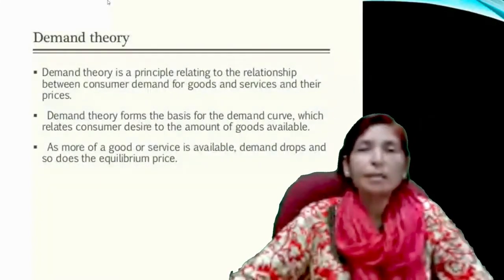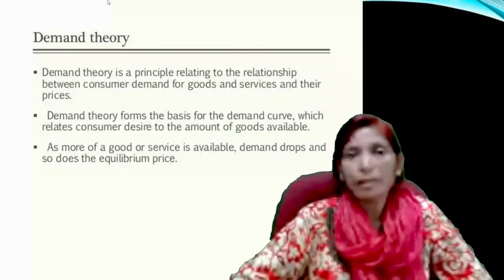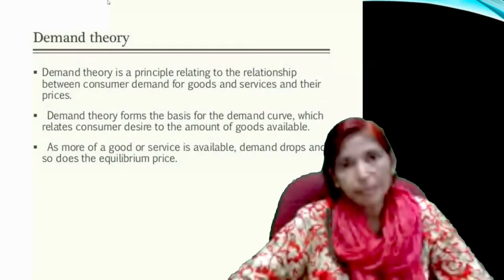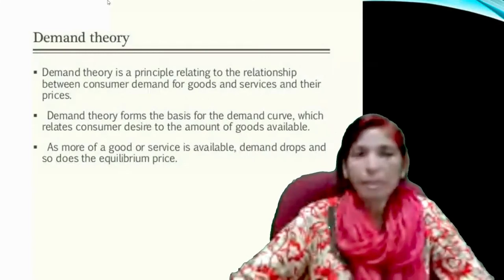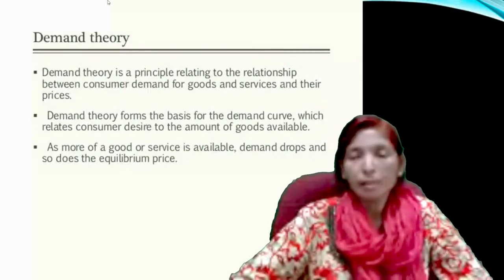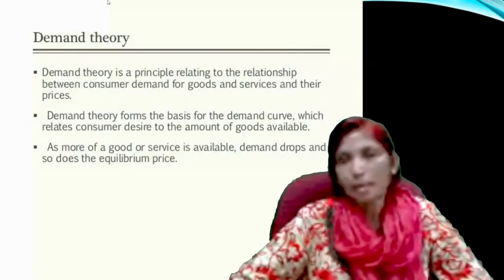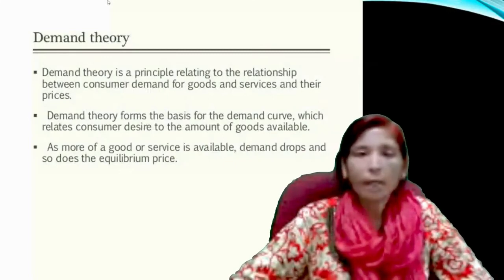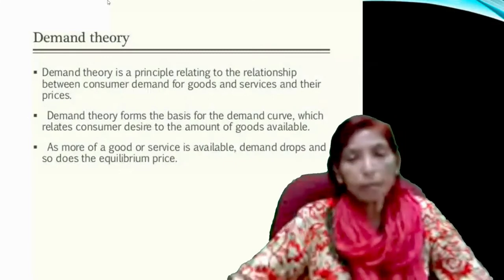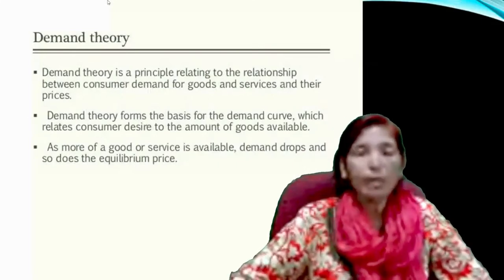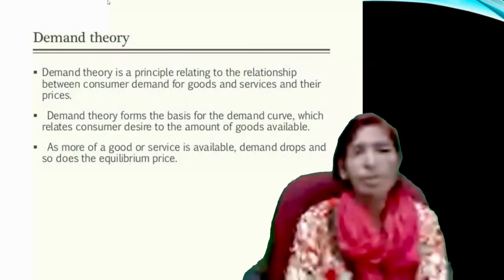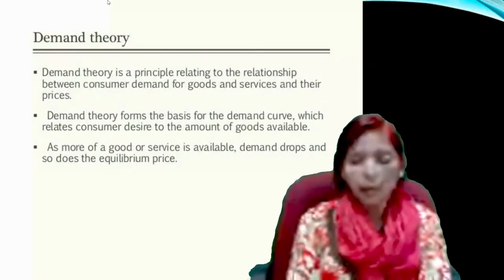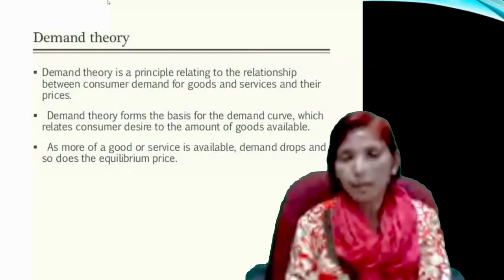There is a negative relationship between price and quantity demanded. Whenever price rises, demand falls. When price falls, demand rises. If there is a negative relationship between price and quantity demanded, then the demand curve will be a downward sloping curve. So this is the brief concept and explanation of demand theory.